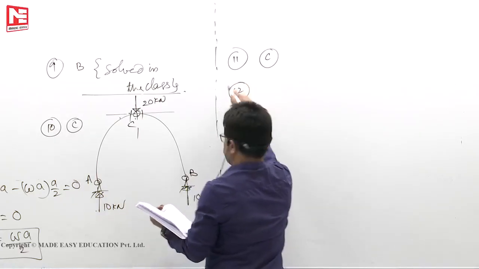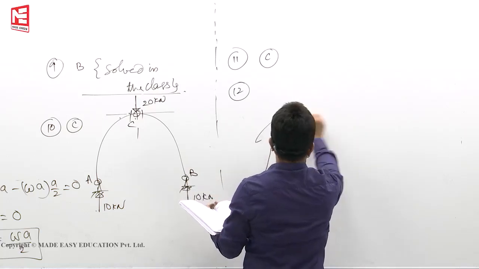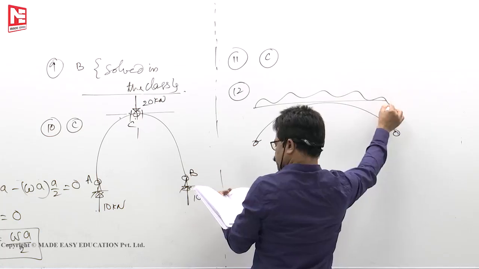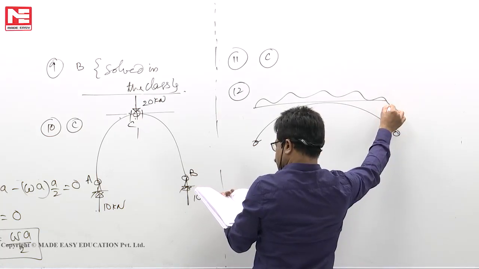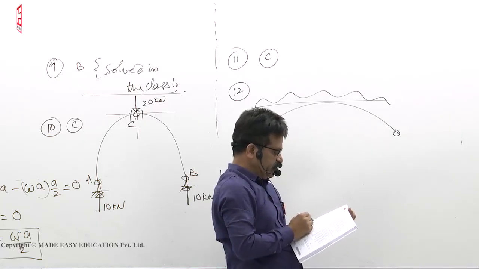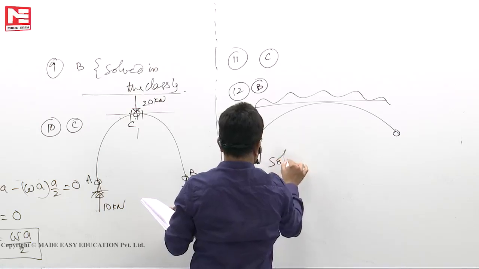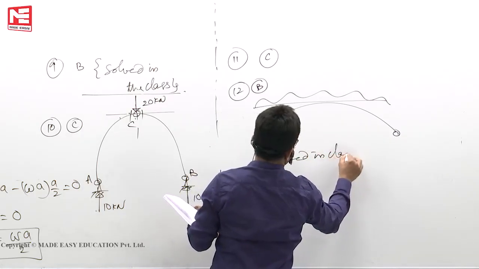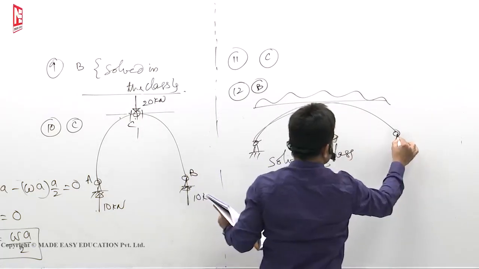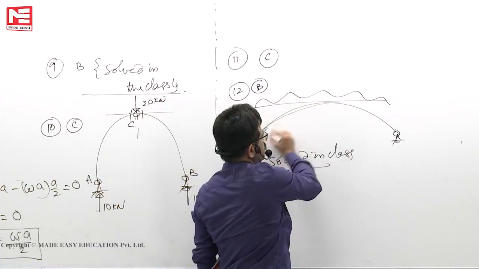Next, the 12th: a symmetrical two-hinged parabolic arch when subjected to a uniformly distributed load on the entire horizontal span is subjected to, radial shear, only normal thrust alone. This is 12B, solved in class. Because it follows the shape of the bending moment diagram, it is like a funicular polygon, because due to UDL the shape is a parabola.